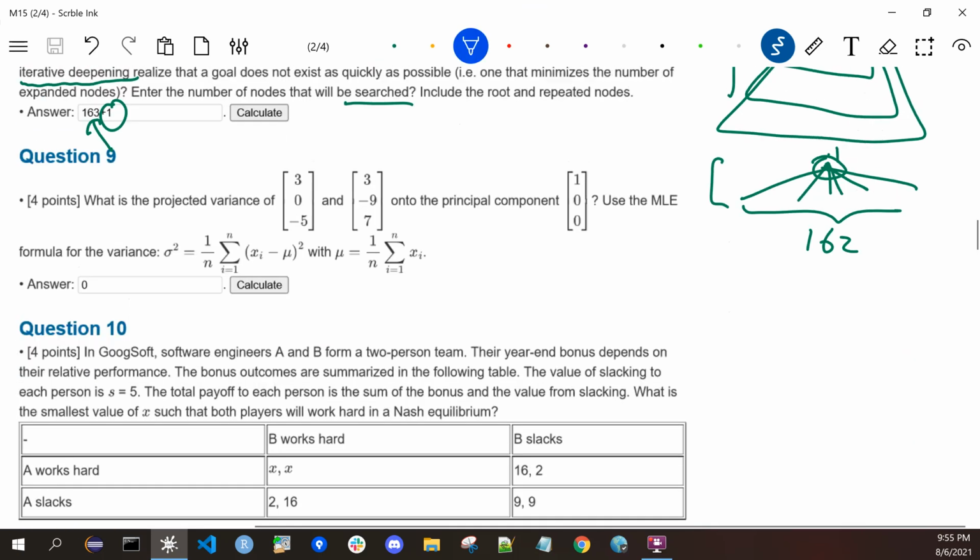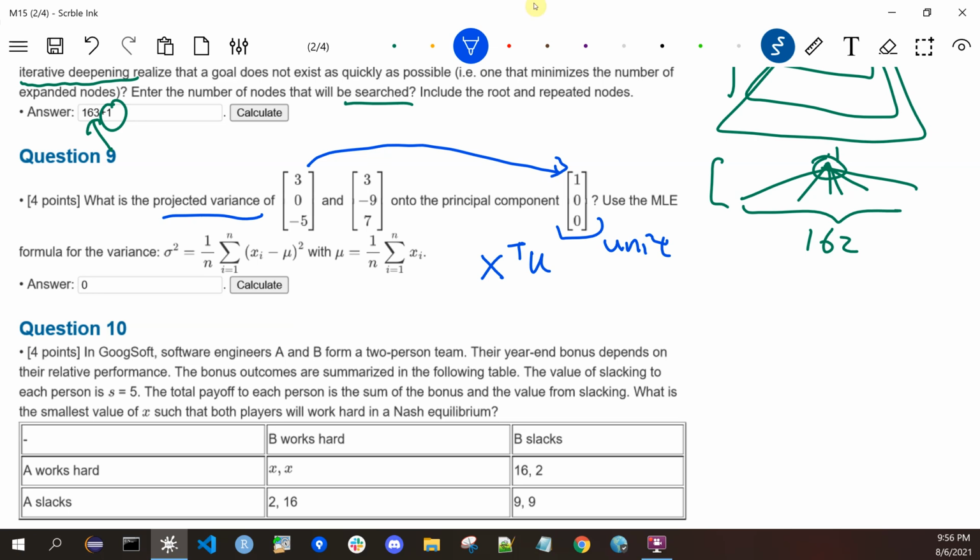So the next question is asking about projected variance. So we need to project and then take the variance. So first, let's do the projection. So first, let's project this thing onto the principal component 1, 0, 0. So remember, if this is a unit vector, then projection is basically just the dot product, so x transpose u. If it's not, there is a more complicated formula, but you can always just make this into a unit vector. So if it's 2, 0, 0, you can make it 1, 0, 0. If it's something else, you just divide it by the length.